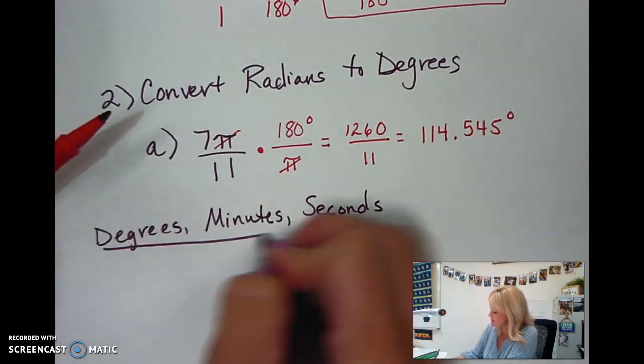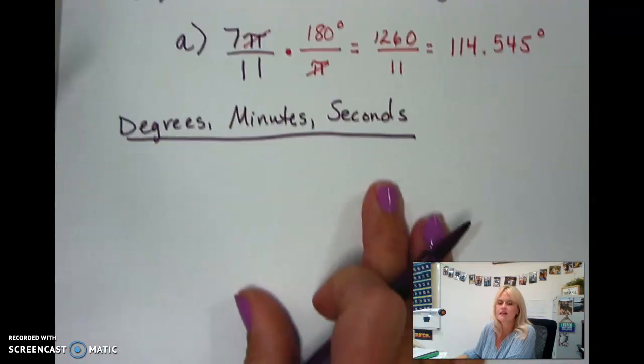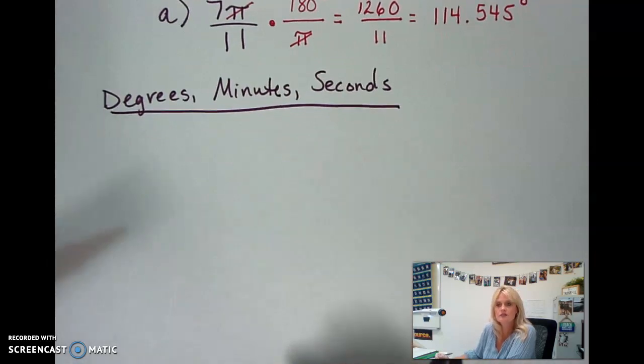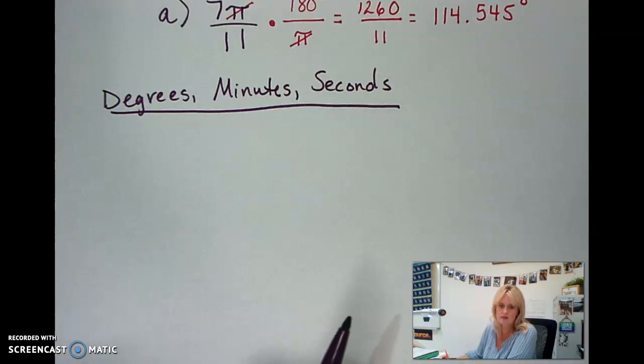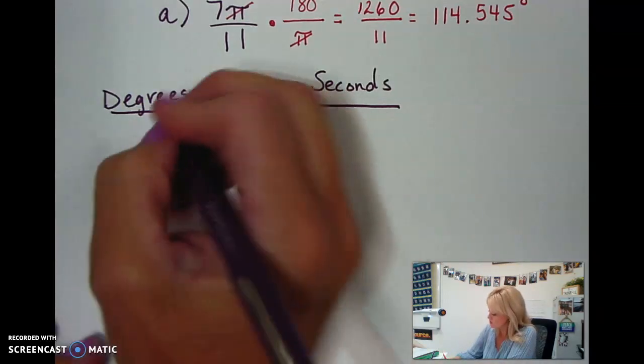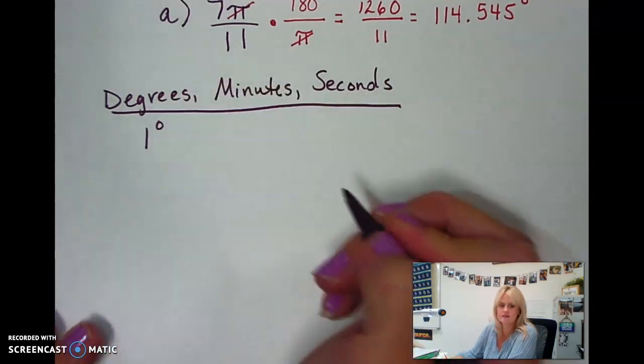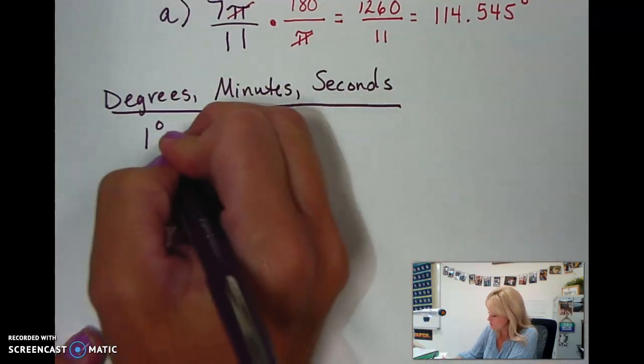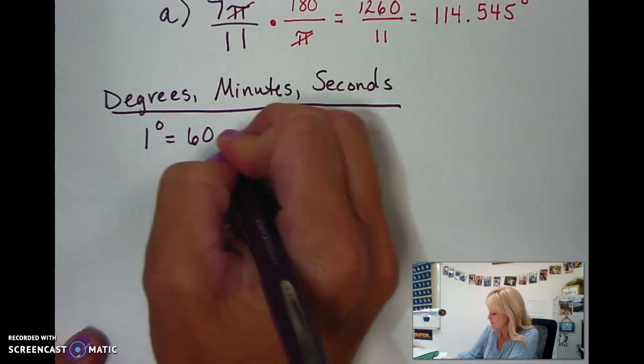Okay? This is kind of like me saying, please show up at my house around 3 o'clock, or please show up at my house at 2:55 and 15 seconds. It's being super, super specific. So 1 degree equals 60 minutes.